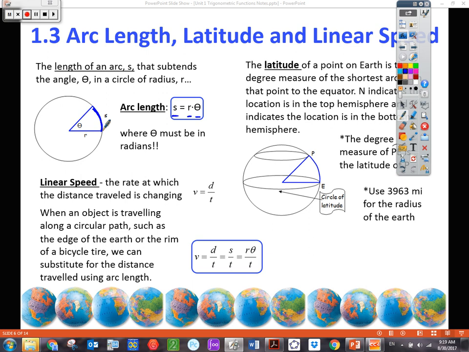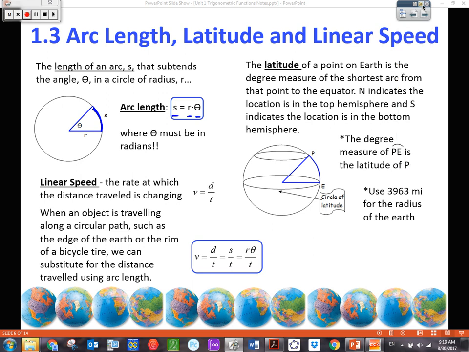Alright, so now let's take a look at our second topic, which is latitude. We're going to use some application problems that have to do with latitude. So the latitude is the degree measure of the shortest arc from that point to the equator. So this central angle, we'll just call this theta. This degree measure right here is our latitude, and it is in degrees. They do degrees, not radians.